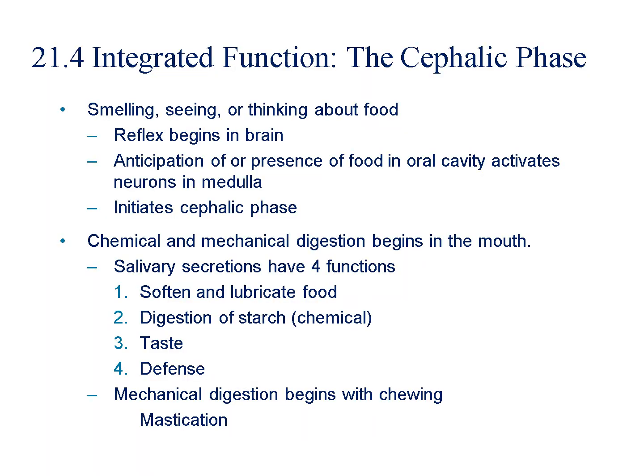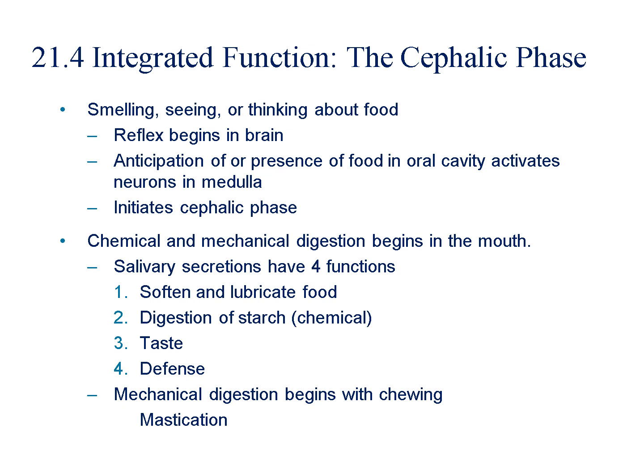The cephalic phase of digestion begins before food even enters the mouth. This phase is triggered by the sight, smell, or thought of food, activating a reflex that starts in the brain. When a person anticipates food, or when food is placed in the oral cavity, neurons in the medulla oblongata of the brainstem are activated. This neural response initiates the cephalic phase, preparing the digestive system for the intake and processing of food. Chemical and mechanical digestion both begin in the mouth.